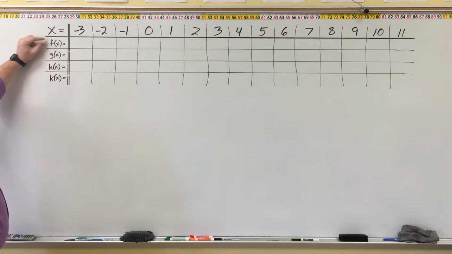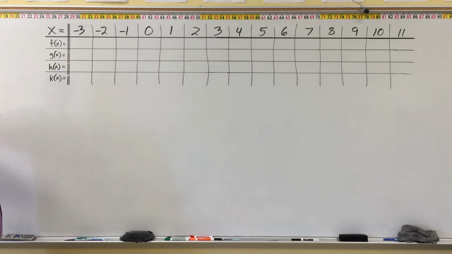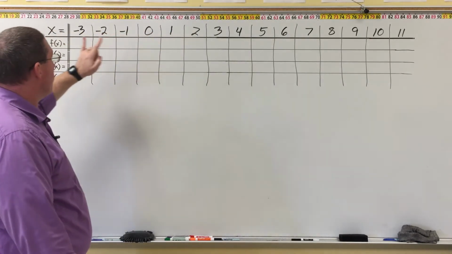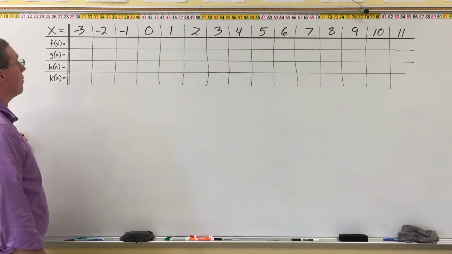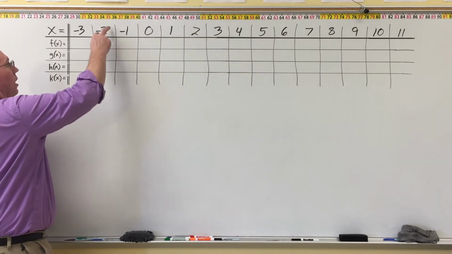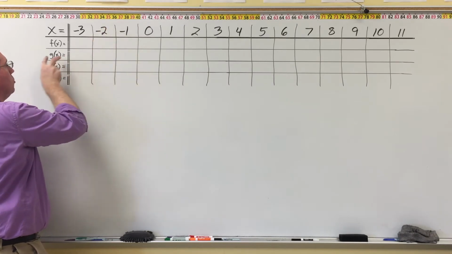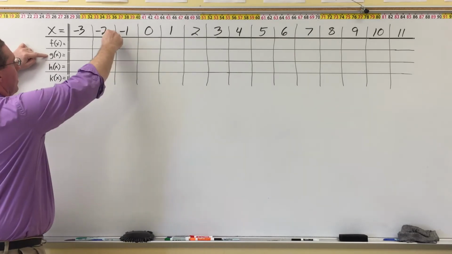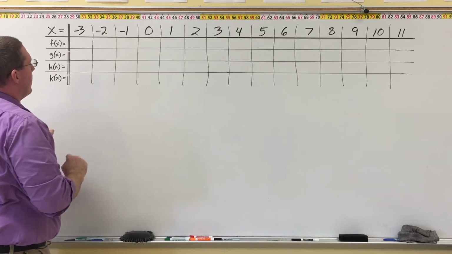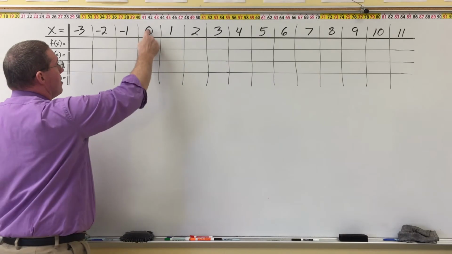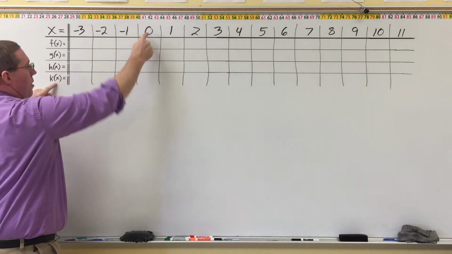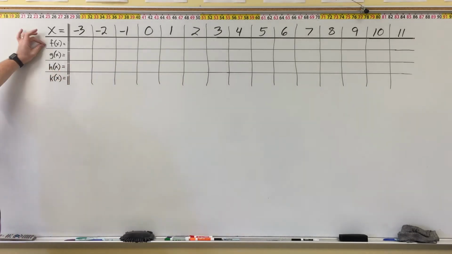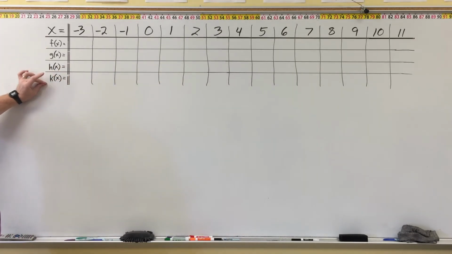We have 4 functions: f of x, g of x, h of x, and k of x. X is all these values across the top. These are input values. And so the idea here is if I were to plug -2 into g of x, this would be the output value. So I take the function, I take the input value, cross them over, that's the output value. If I were to plug a 0 into k of x, this box would have the output value and all the way down. So we've got output values for 4 different functions.